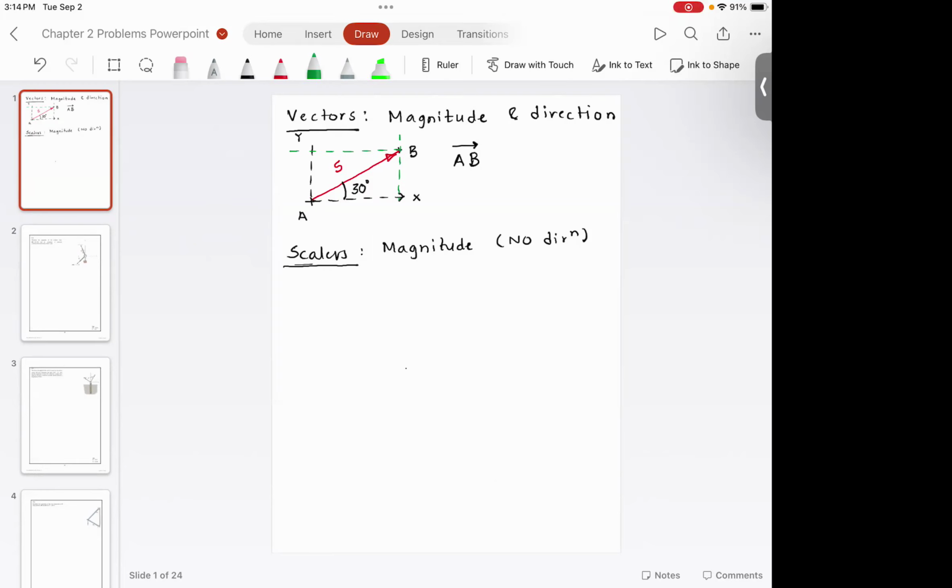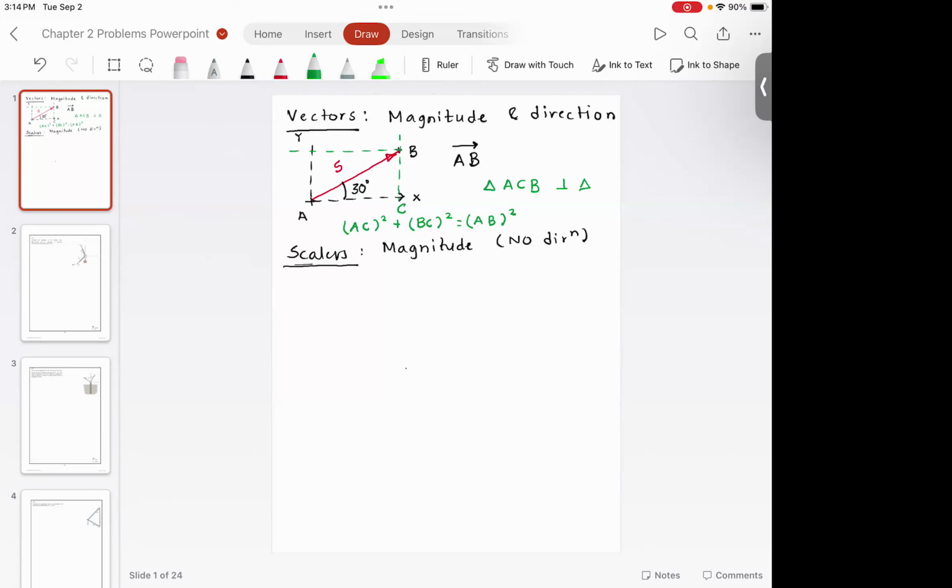Please note, triangle ACB is a right angle triangle. Do you agree with me? Triangle ACB is a right angle triangle. Now, probably you studied in high school trigonometry that Pythagorean theorem, which is AC square plus BC square is equal to AB square. Do you agree with me?